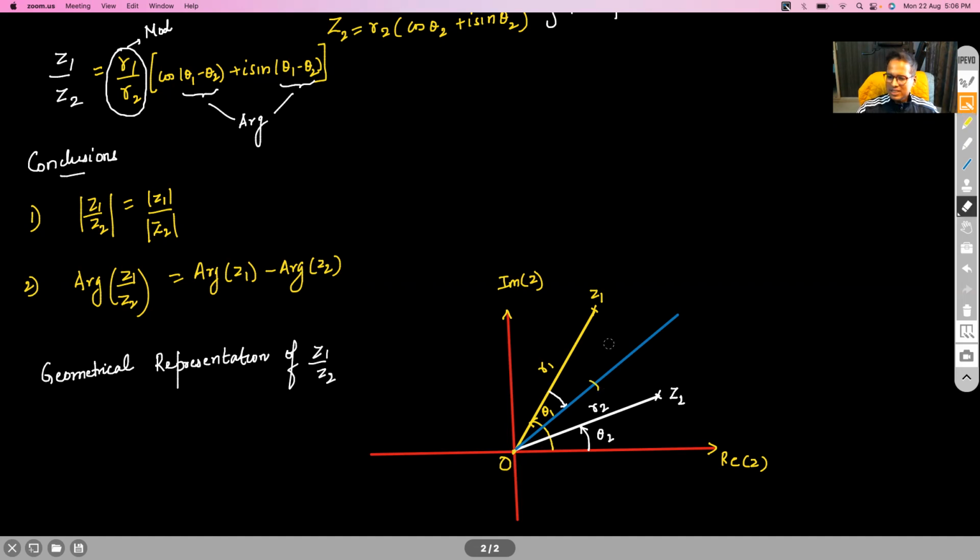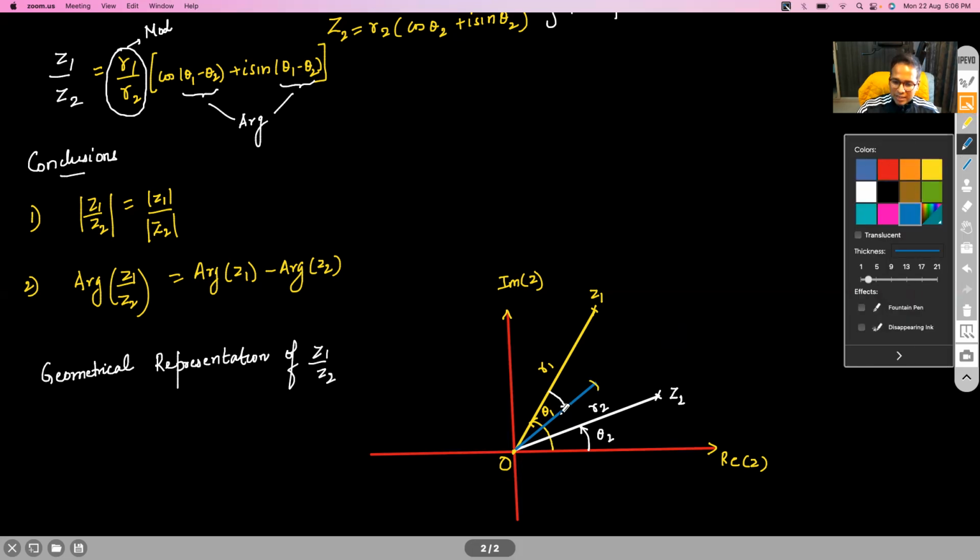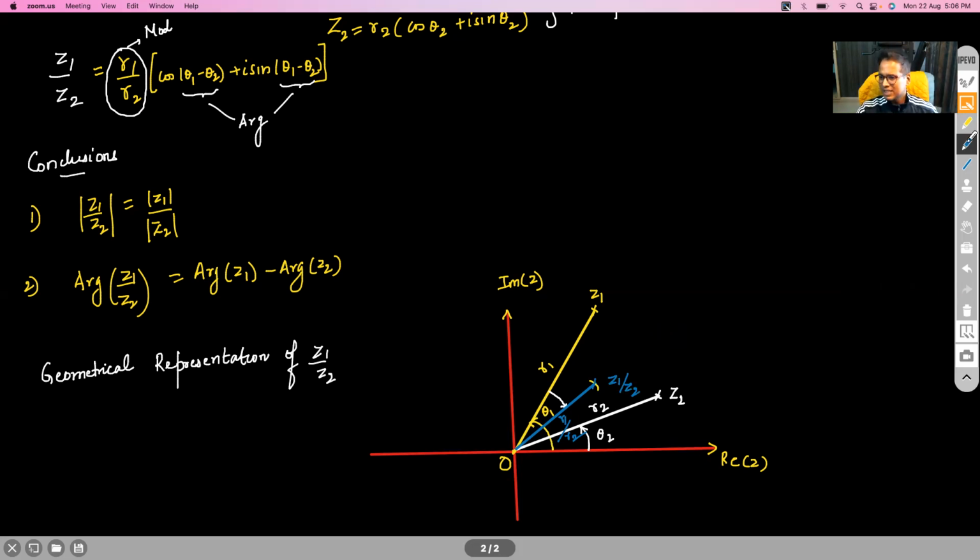So this length, I'm just erasing the other part. This length that you see represents R1 divided by R2. I'll write it down over here. R1 divided by R2. Okay. So this point that you see here, everyone, this point is your Z1 divided by Z2 point. Z1 divided by Z2 point.